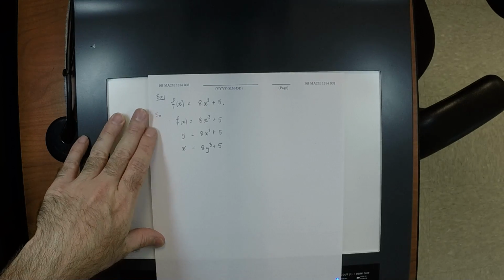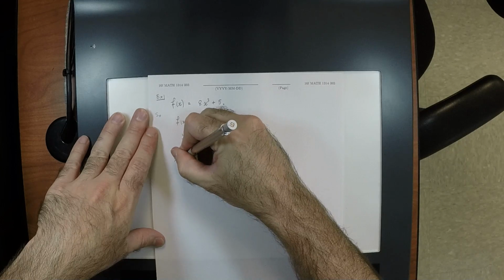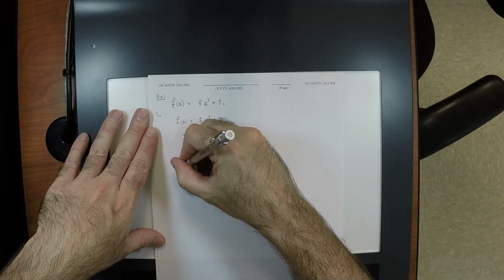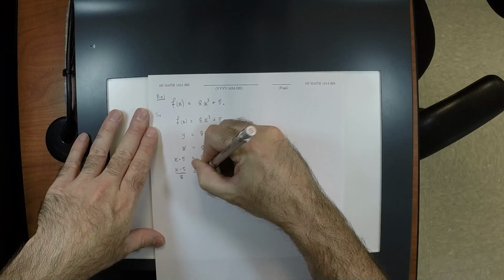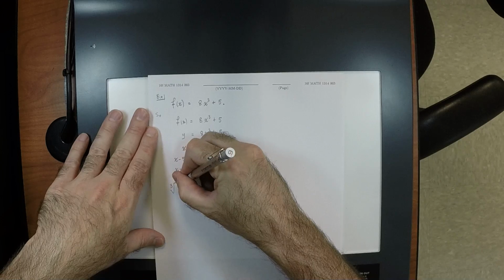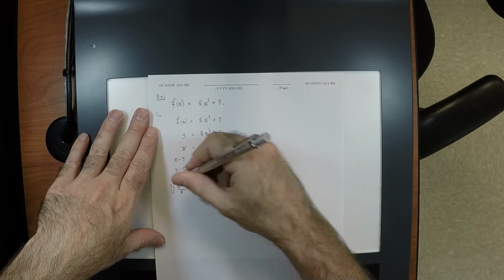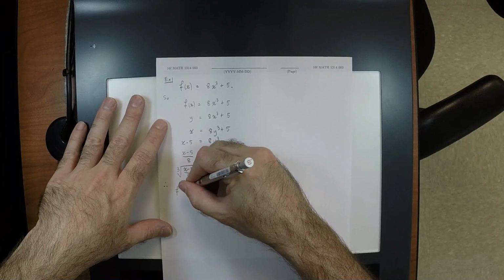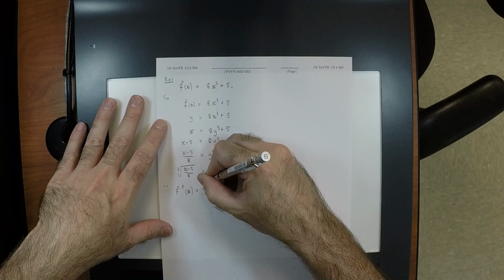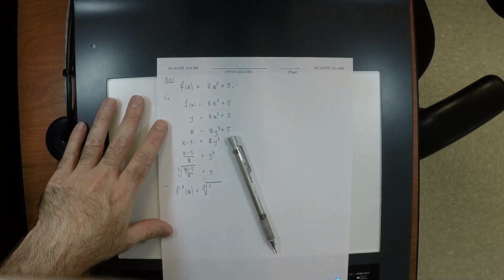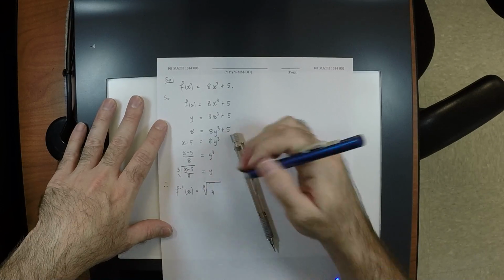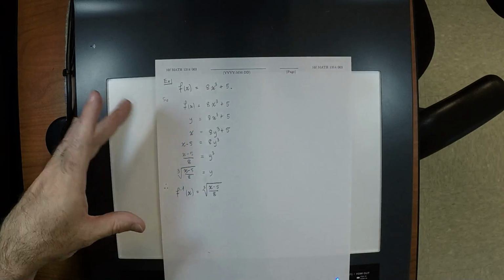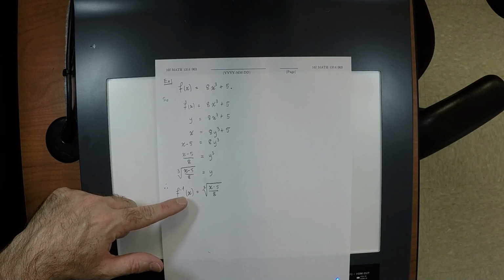And now we solve for y again. Subtract 5. Divide by 8. And cube root both sides. And so as a result, we've established that our presumed inverse is that thing. Okay, any question about getting to here? Okay, so now what?